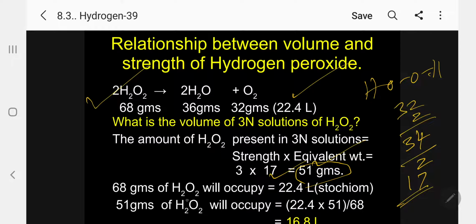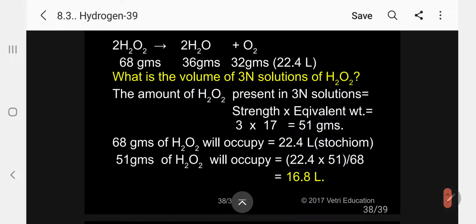If 51 grams of hydrogen peroxide is used, how much will it produce? So 22.4 divided by 68 into 51, that is, 22.4 by 68 into 51. If you calculate, the answer is again 16.8, which we have already got from the factor method.